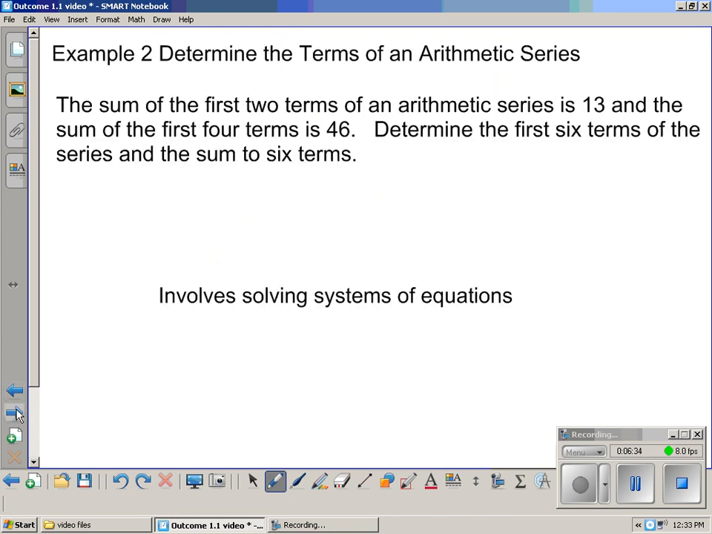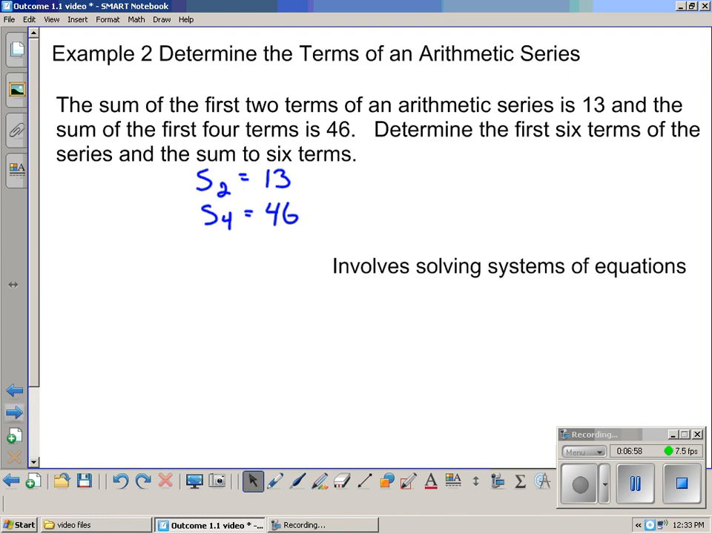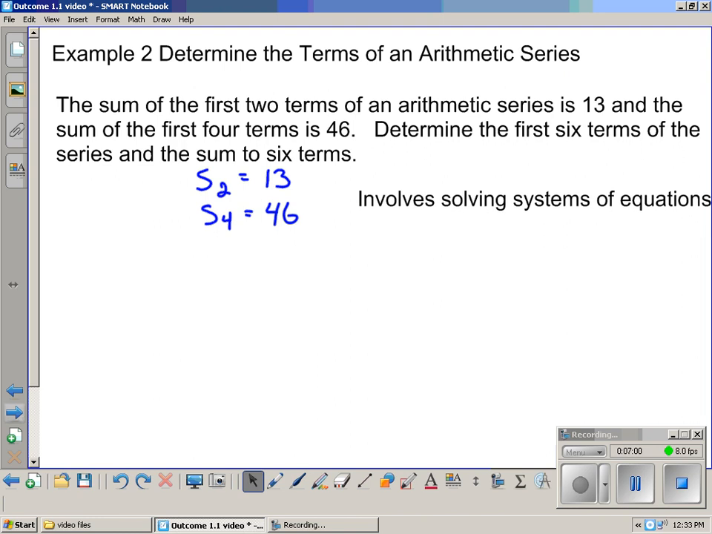The sum of the first two terms of an arithmetic sequence is 13. And the sum of the first four, so let's write this down. The sum of the first two is 13. The sum of the first four is 46. Determine the first 6 terms of the series and the sum to 6 terms. This problem involves solving systems of equations, which we've already covered.